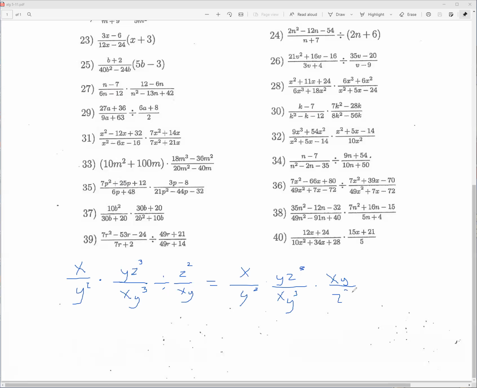And then we're just going to cancel whatever we can. So we can cancel an x, we can cancel a y, we can cancel another y, we can cancel a z, or two z's actually. And let's see, we've got a z here, we got an x here, we got three y's on the bottom, so that's just x times z over y cubed.